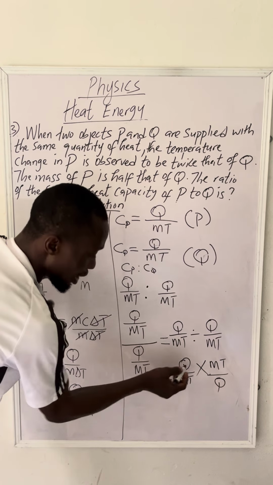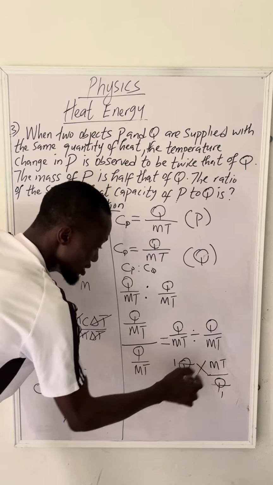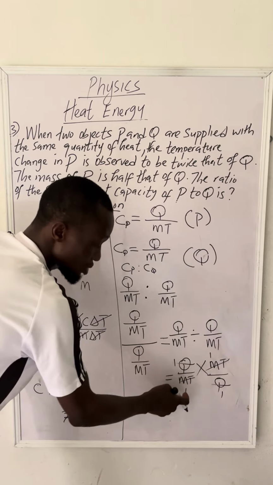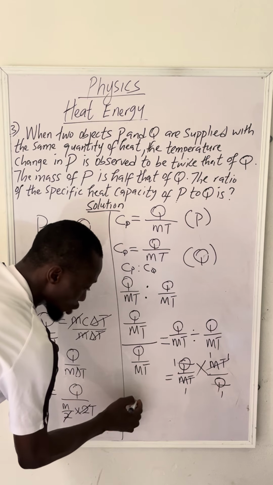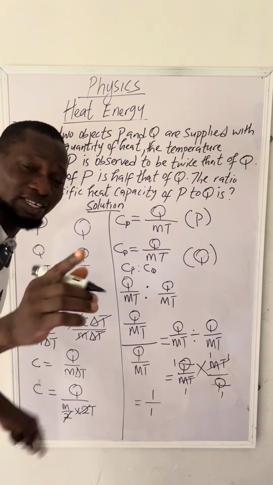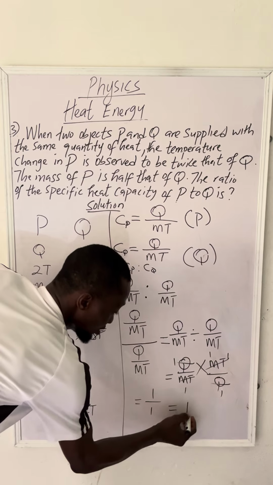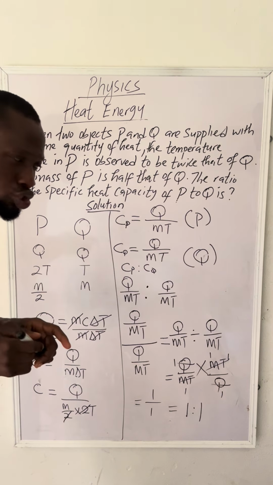Can you see? Now Q can cancel Q, 1, 1. MT cancel also 1, 1. Or you see M cancel M, we get 1, M here 1. MT also cancel T, which is 1. So what are we going to have left? 1 times 1 is 1 over 1 times 1 is also 1. So we have 1 over 1. Remember the question said ratio. So we are going to turn this to 1:1. Can you see? So that is the solution to this question.